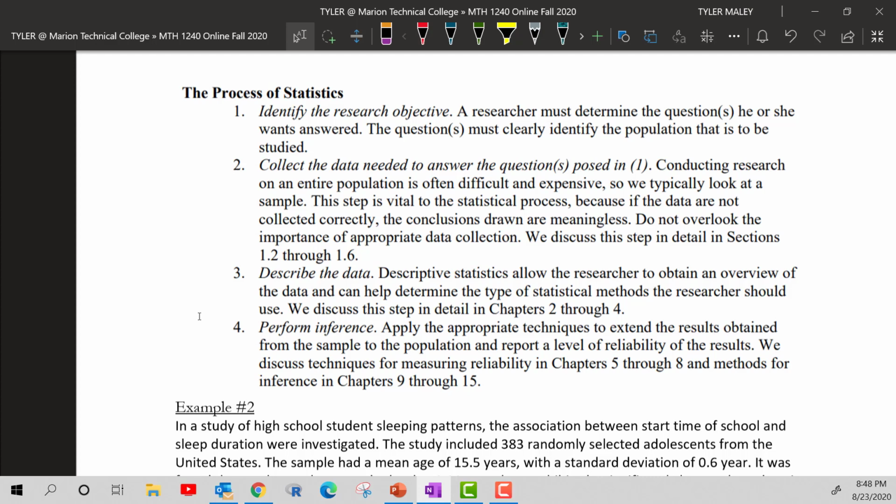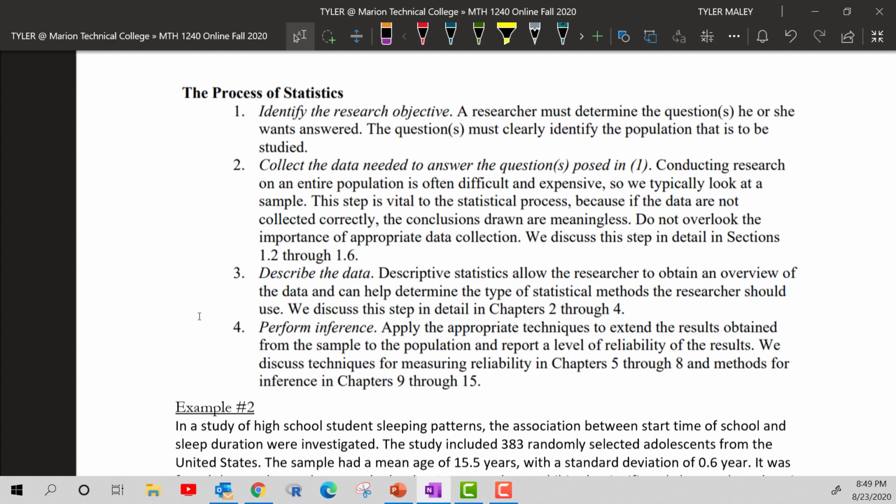Next, we want to collect the data needed to answer the questions, right? Conducting research on an entire population is often difficult and expensive. So again, we typically look at a sample, right? This step is vital to the statistical process because if the data are not collected correctly, the conclusions drawn are meaningless. Do not overlook the importance of appropriate data collection. We're going to discuss this step more in sections 1.2 through 1.6, so really the rest of chapter 1.